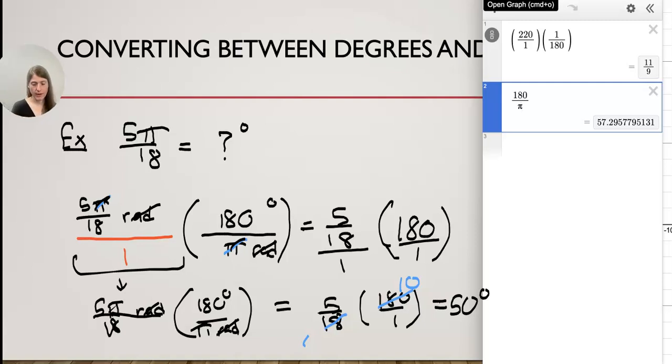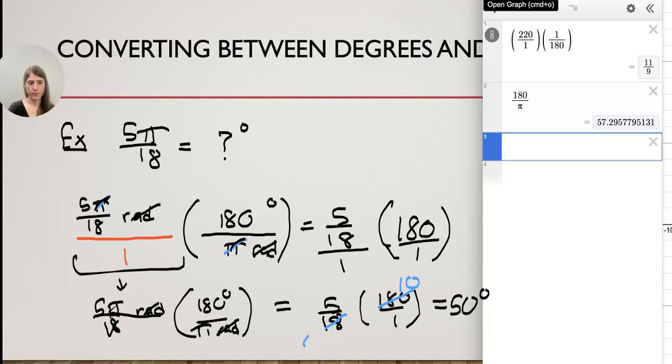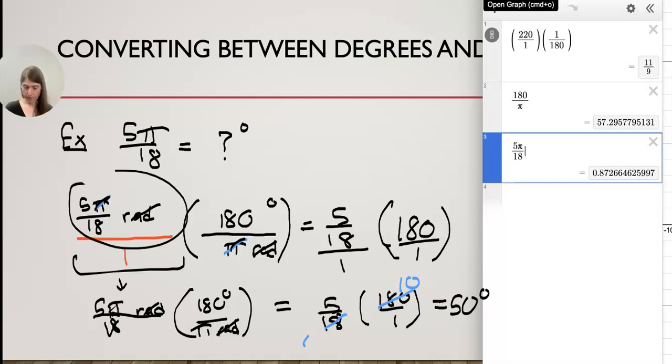Now, if I am double checking this, keep in mind that because these pi's cancel, I can just drop it in. So for example, I could do 5 pi over 18. And then if it were me putting it into Desmos, I probably would not put the over 1. I would just put this part, and then I would multiply by 180 over pi. Now notice when I put it in like that, Desmos is able to cancel the pi's because it's the same term, and I get the 50 degrees. You could also think about using Desmos at any step just to check any sort of arithmetic work that you're not sure about.